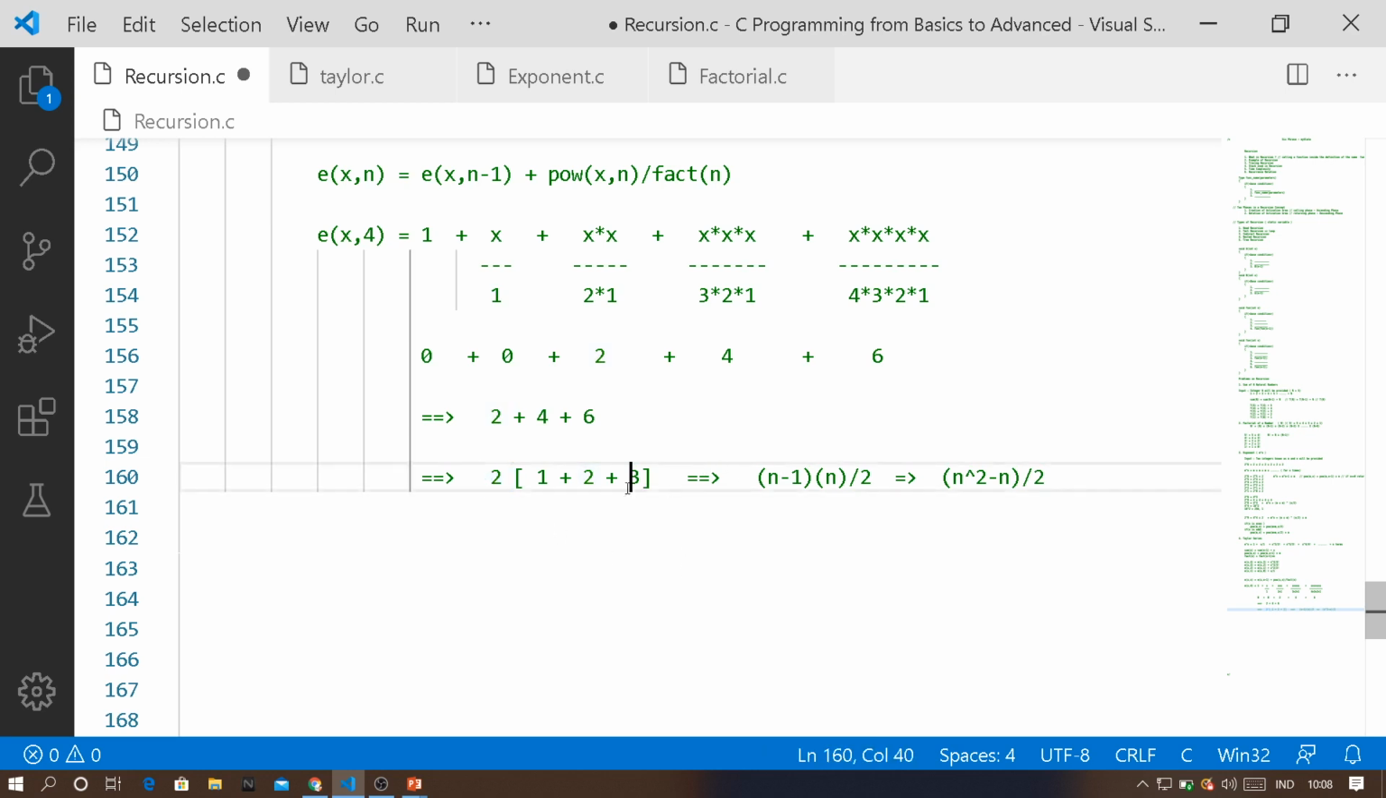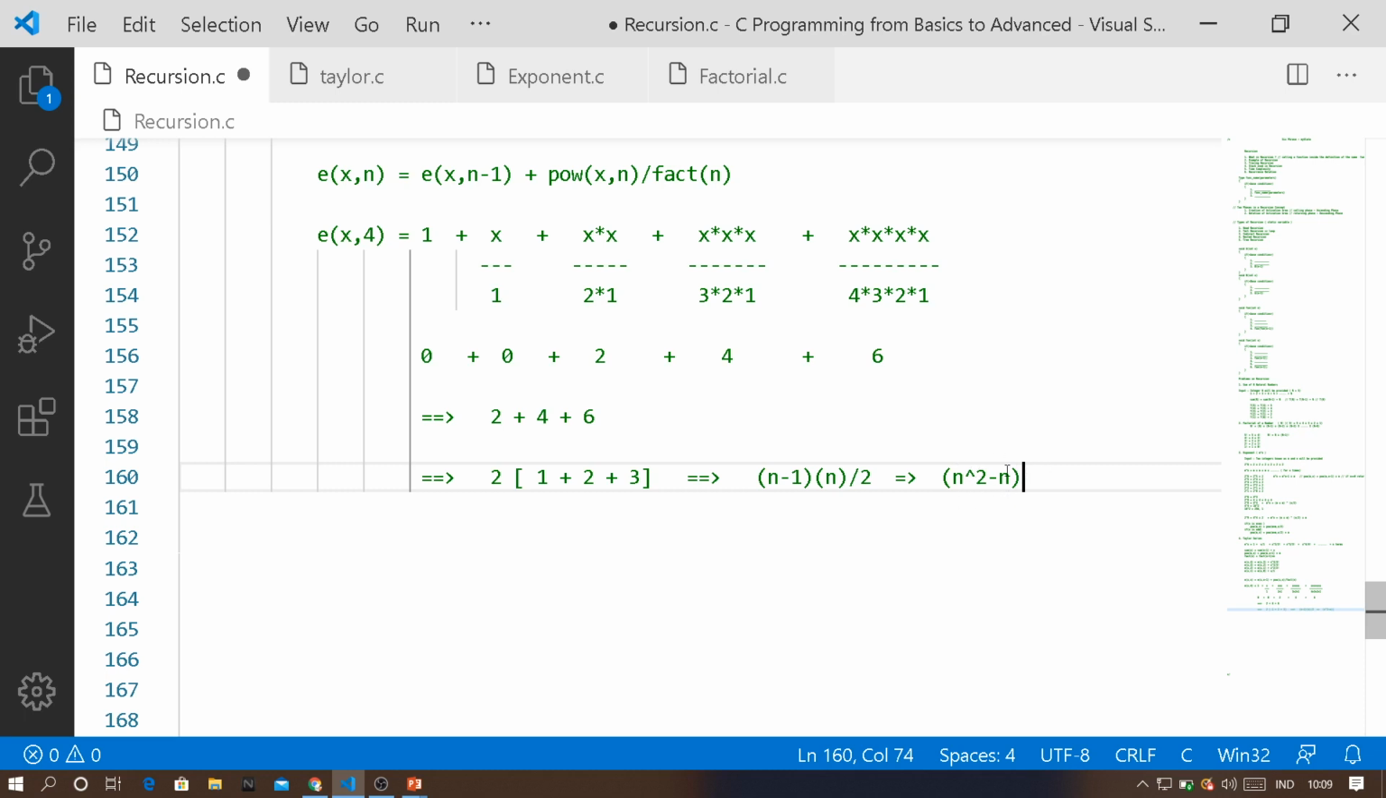So this formula is only for 1 plus 2 plus 3. So you have an outer 2 here, so you also have to multiply this entire term by 2. When you multiply this entire term by 2, you have a division by 2, so multiplication by 2 and division by 2 will cancel. So the only remaining equation you have is n square minus n.